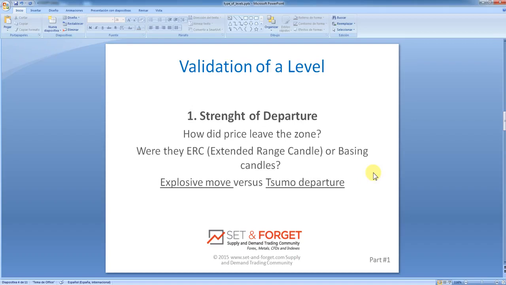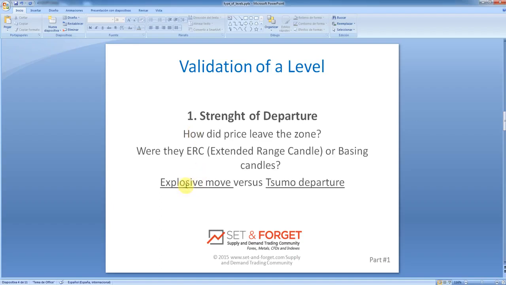So we'll start with the first one of them, which is let's say one of the most important variables, and that is the strength of departure. When we look at a chart, we have to always ask the same questions over and over again. So the question we should ask when we look at the candles, on any given chart, is: how did price leave the zone?